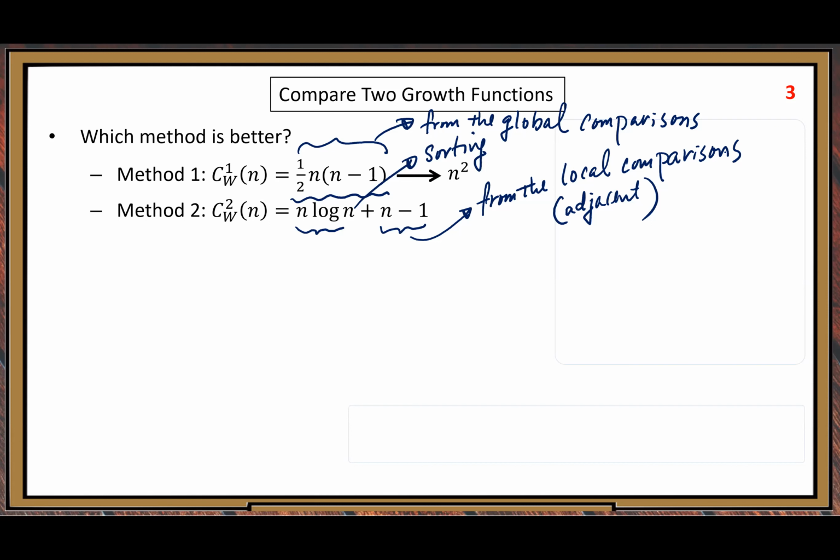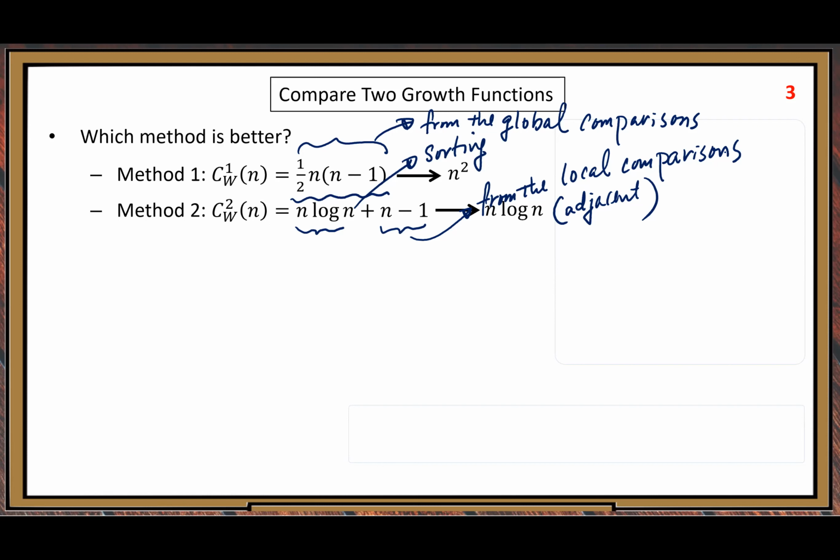All right. Next, we need to extract their corresponding growth functions based on our two-round simplification approach. So the first one gives us n squared, the growth function for the first method. The second one, n log n. N times log n.